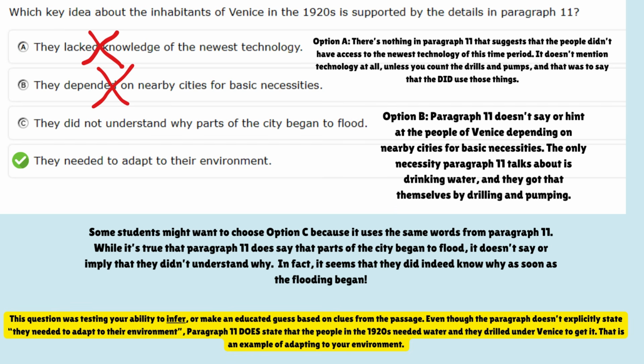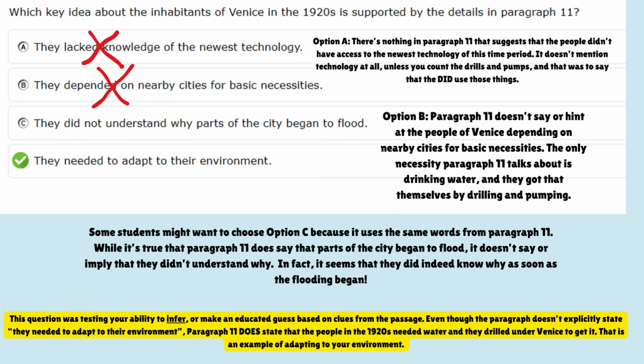Okay, so A, they lacked knowledge of the newest technology. So we eliminated that one, and I particularly put an X over those two words, lacked knowledge, because there's nothing in paragraph 11 that suggests that the people didn't have access to the newest technology of this time period. It doesn't mention technology at all in paragraph 11, unless you count the drills and pumps. If you count those as technology, then you have even the opposite. They did use those things. So if drills and pumps were the newest technology at the time, then they did have knowledge of the newest technology. So that one is easy to eliminate.